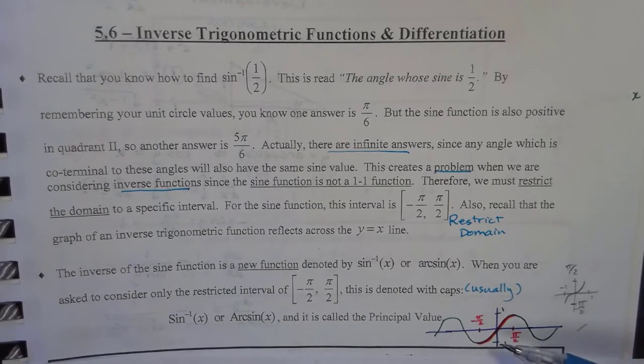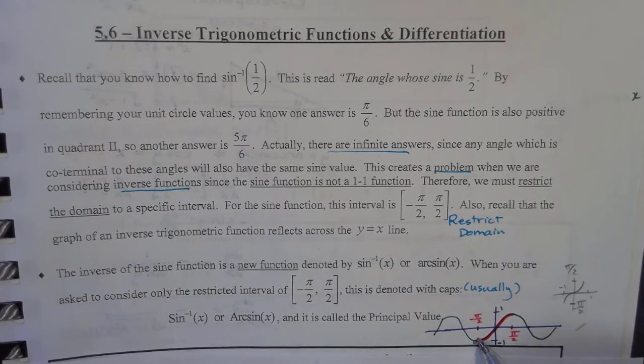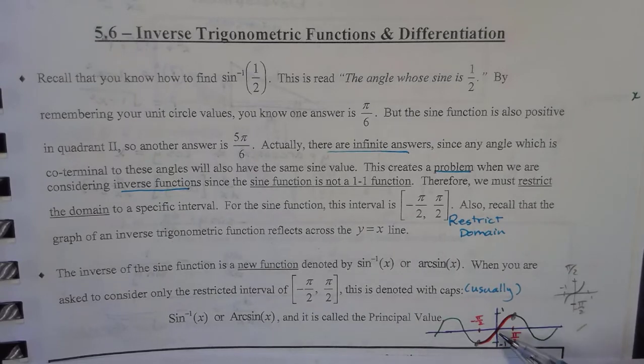Now, notice that if we take the sine function and we restrict it to -pi/2 to pi/2, inclusive, every value for the sine function occurs in that interval. And this will pass the horizontal line test, making it 1-to-1. Now notice, what would the inverse look like?